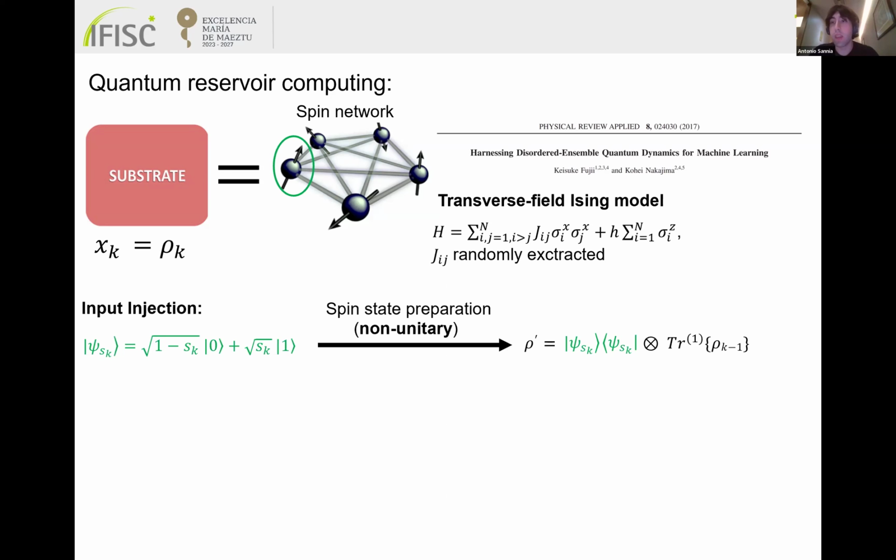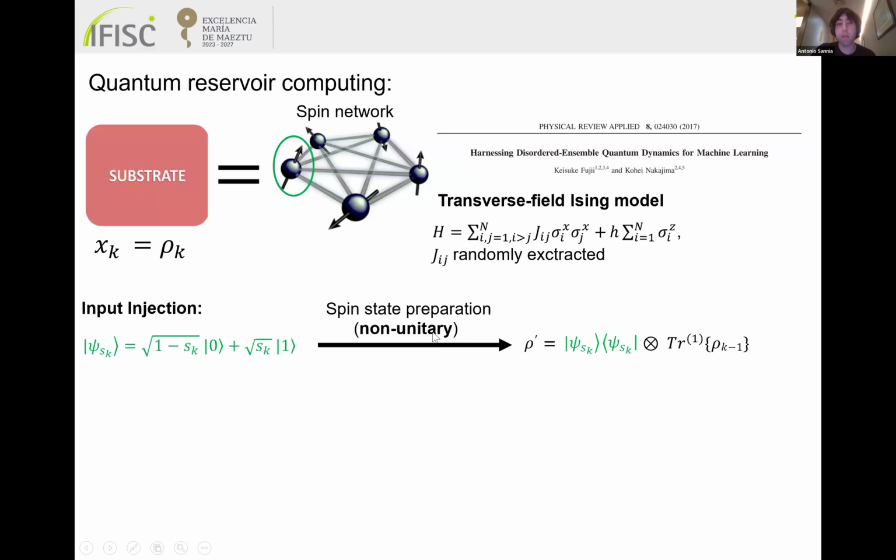Now, following the previous scheme, the input is injected. The value of the time series, which we assume here to be one-dimensional, is injected by preparing the state of one of the spins of the network, following this rule. I am also assuming that we rescale the value of the time series to be in the interval 0, 1 to have a normalization condition. So we prepare the state of one spin following this rule, adjusting the weights of the linear combination according to the state value.